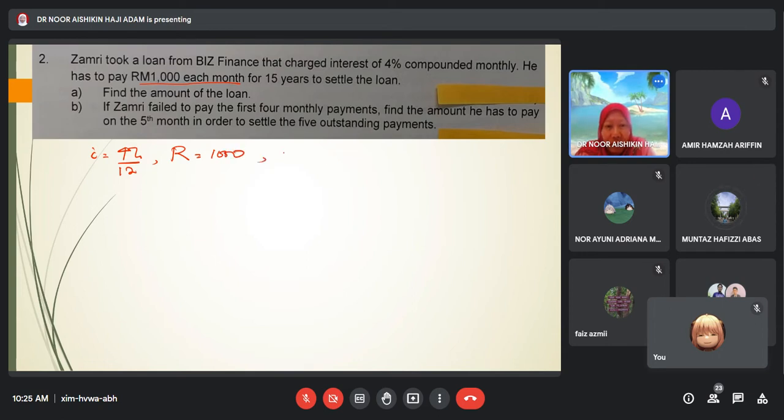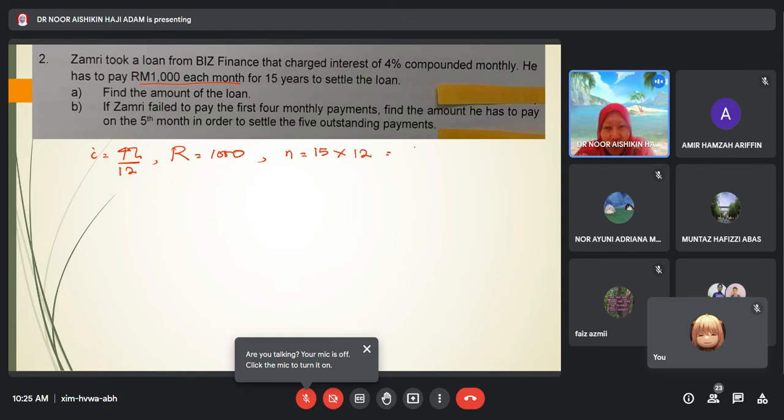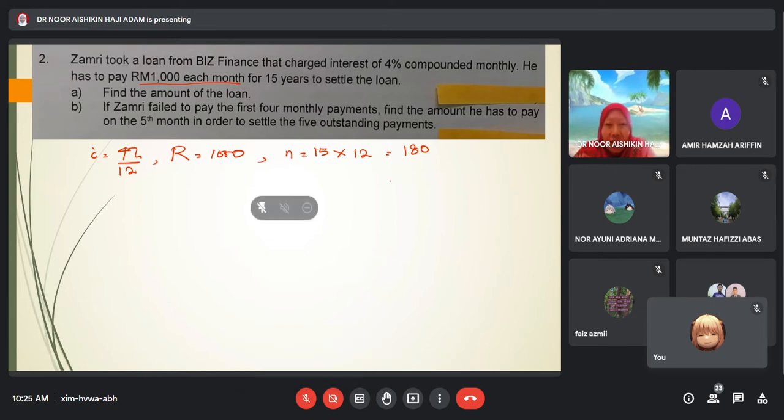What else do we know? N. What is N? 12 darab 15. Times 12, isn't it? Because your frequency is 12. And what is that? 15 times 12? 180. 180.